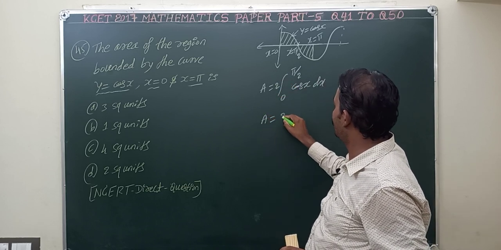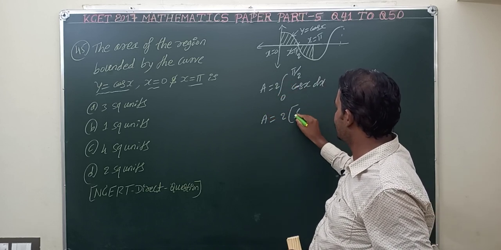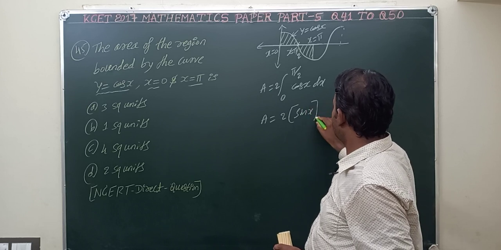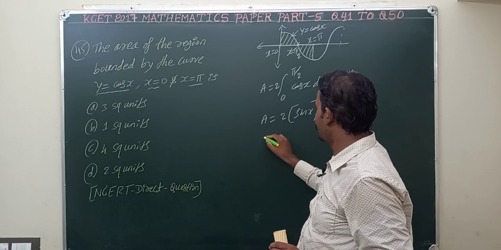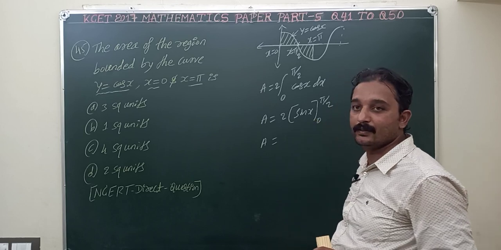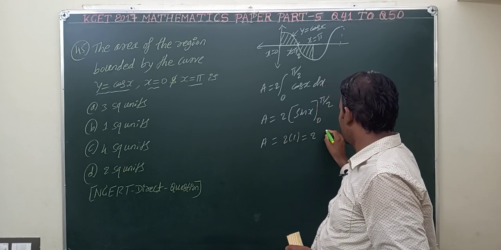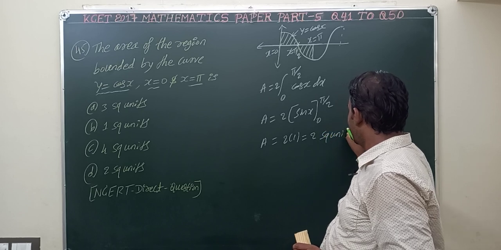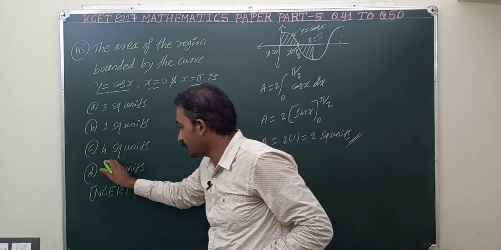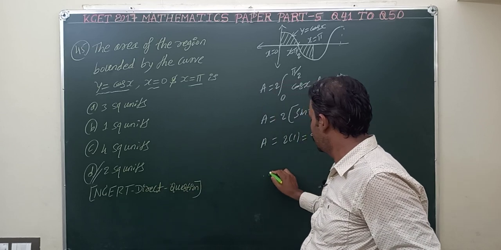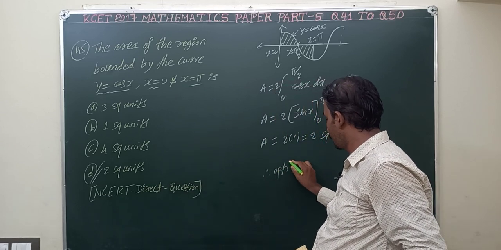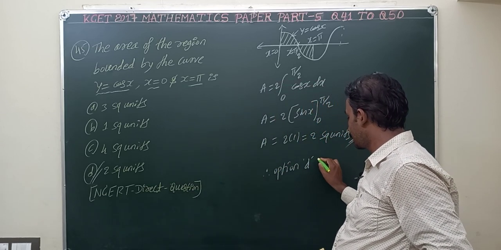A is equal to 2 into the integration of cos x, which is sin x, sin x from 0 to pi by 2. Apply the upper limit only because the lower limit sin 0 becomes 0. Sin pi by 2 is 1, so 2 into 1 is 2 square units, which is the required answer. So option D is correct. Therefore option D is correct.